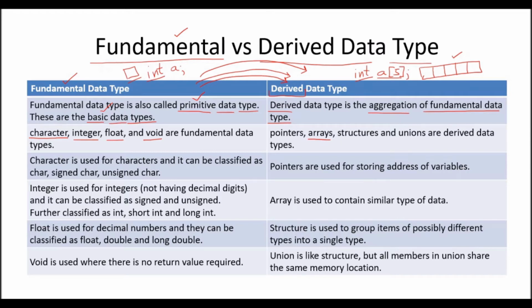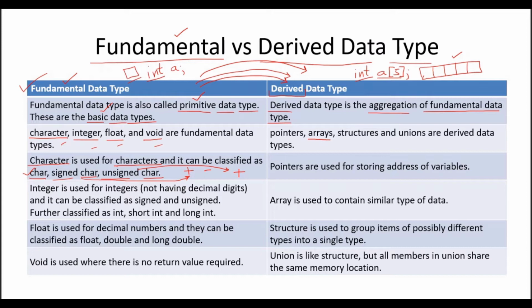So if I just go with the fundamental data types first, you know that character, integer, float and void are there. Now talking about character, character is used to store character elements, and they are classified into char, signed char, unsigned char. Char is the one which we normally use in the system. Signed char is the one which contains positive and negative values. Unsigned char only takes positive values, but the range changes with unsigned.